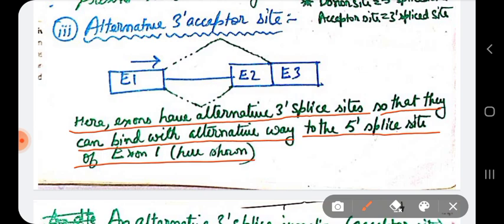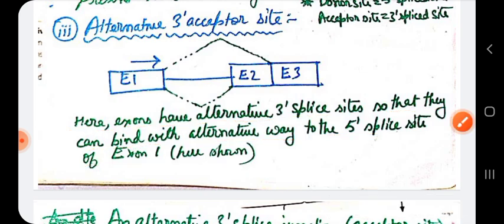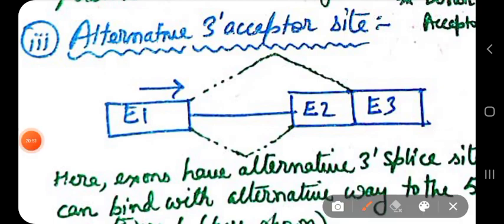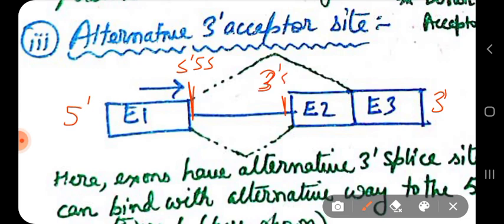Here it has been shown. So if I zoom in on exon number 1, you will be able to understand what I am trying to say. Suppose there is a 5', this is the 3', and this is the 5' splice site. This is the 3' splice site. There is an alternative 3' splice site here.